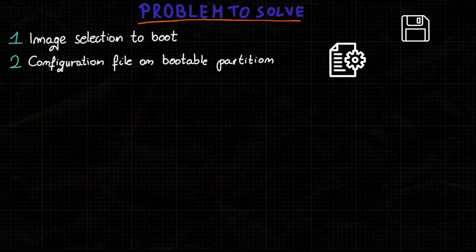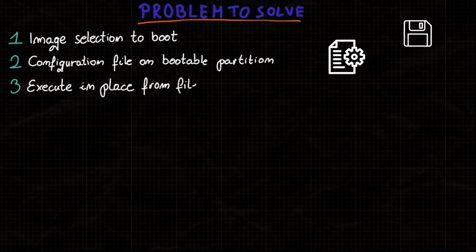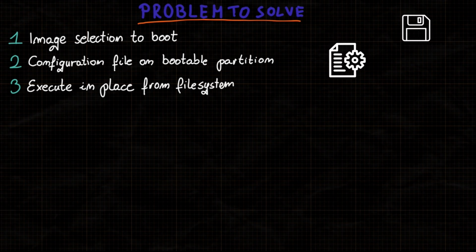So I need to store that configuration file somewhere on the flash memory. And I want to make it possible to edit that file from the microcontroller itself. And with the usage of a file system there is an issue: how to execute in place the binary that is placed inside the file system.